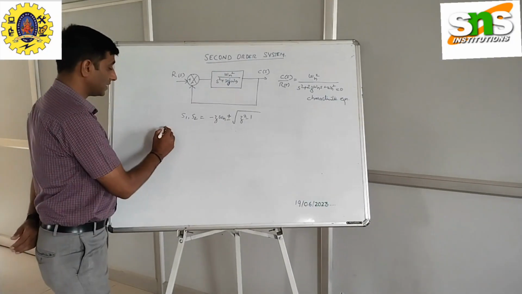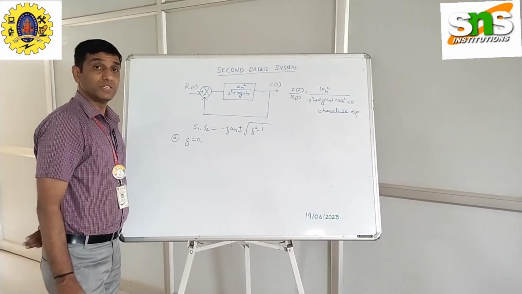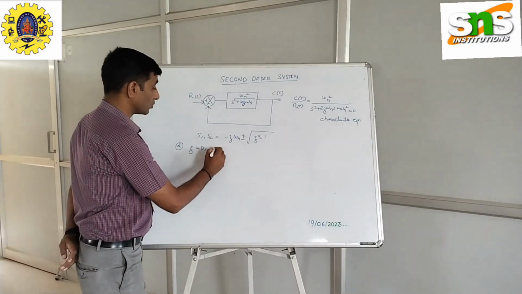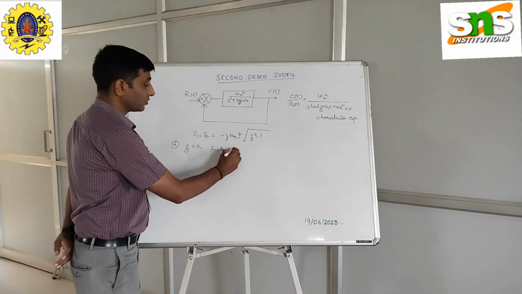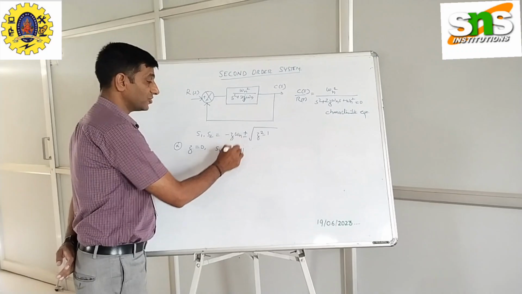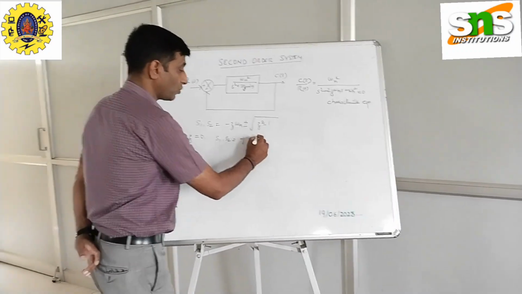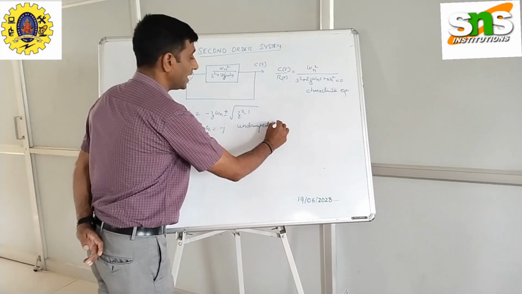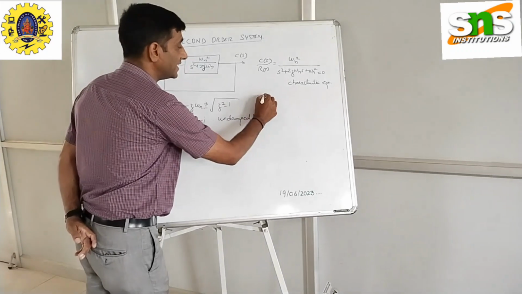Now in the first case, when zeta is equal to 0, you substitute zeta equal to 0 and get the roots s1 and s2. You get root of minus 1, that is j, so here you can see it has only the imaginary part. When zeta is equal to 0, such a system is called the undamped system, where zeta is called the damping ratio.